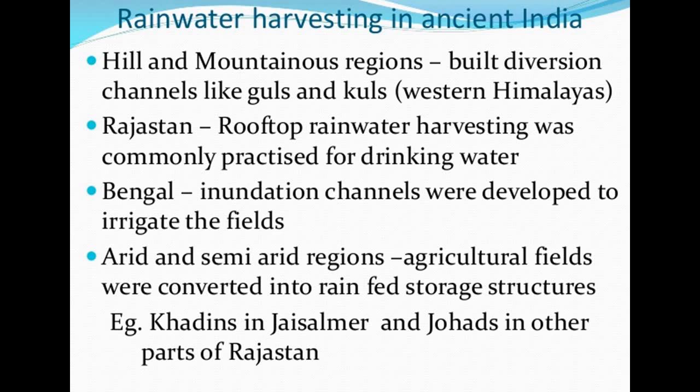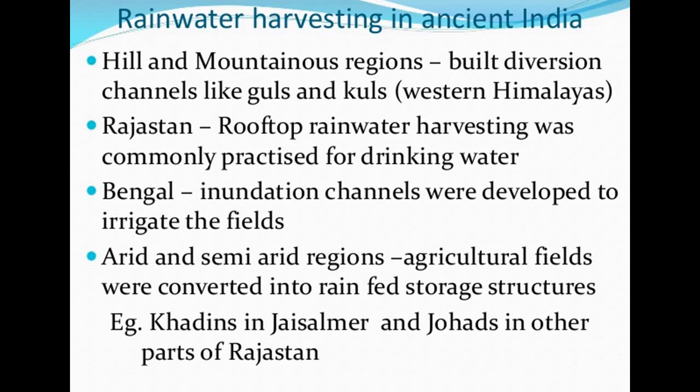Firstly, in hills and mountainous regions, they built diversion channels like guls and kuls. So there were channels made in hill areas and mountain ranges, diversion channels like the guls and kuls of the Western Himalayas for agriculture purposes. They made such lines from the river sides to save this water for their agriculture purposes. And rooftop rainwater harvesting was commonly practiced to store drinking water, particularly in Rajasthan. So they talk about Rajasthan here.